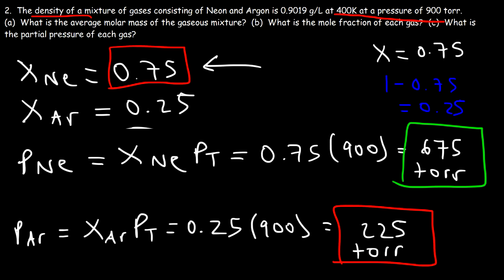Now keep in mind, if you're given the density at STP, just remember that the pressure is 1 atm and the temperature is 273 Kelvin.